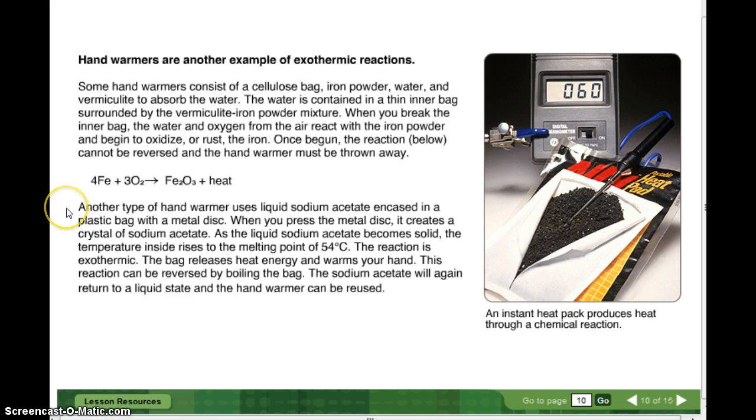Another type of hand warmer uses liquid sodium acetate encased in a plastic bag with a metal disc. When you press the metal disc, it creates a crystal of sodium acetate. As the liquid sodium acetate becomes solid, the temperature inside rises to the melting point of 54 degrees Celsius. The reaction is exothermic. The bag releases heat energy and warms your hand. This reaction can be reversed by boiling the bag. The sodium acetate will again return to the liquid state and the hand warmer can be reused.